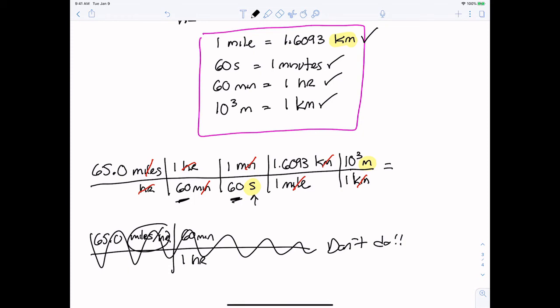Again, the ones don't matter because you're going to get the same answer. So don't waste your time typing those in. The other way is to just go in order. So 65.0 divided by 60 multiplied by 1.6093 multiplied by 1,000. You'll get the same answer, whatever order you do it in. So whatever's easier for you. If it's easier to just go left to right, and if it's on the bottom, divide. If it's on the top, multiply. By all means, go for it.